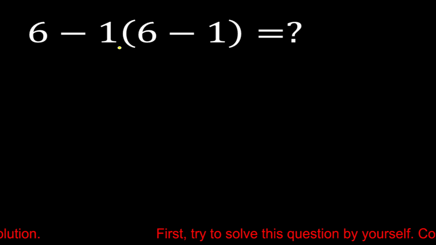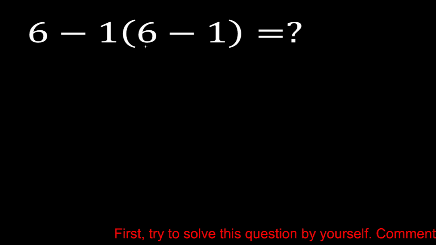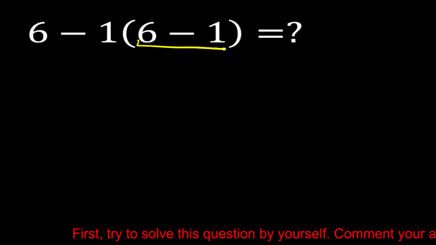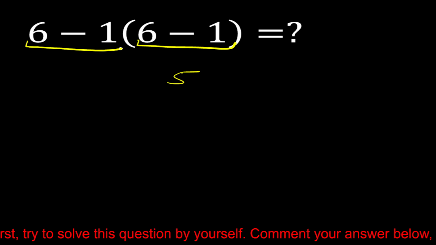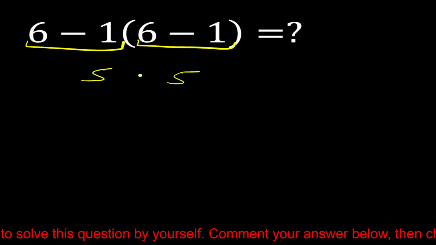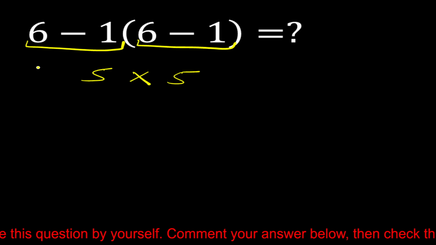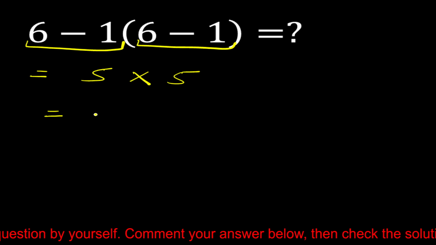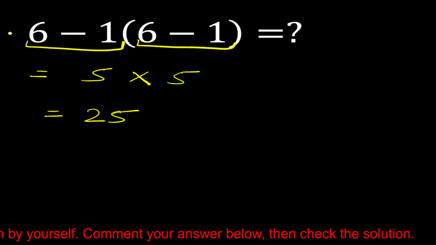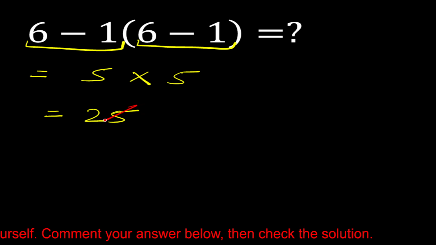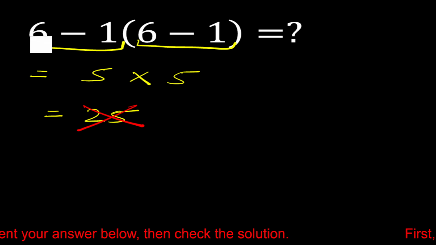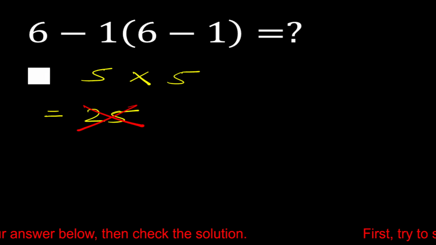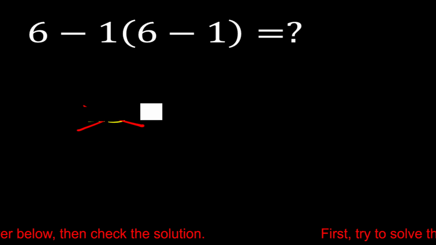So 6 minus 1 is equal to 5. Then again 6 minus 1 is equal to 5. So now 5 multiply 5 is equal to 25. But here this answer is not correct. This answer is completely wrong. So now let's solve this problem correctly by using a PEMDAS rule.